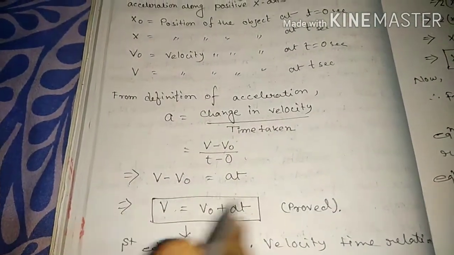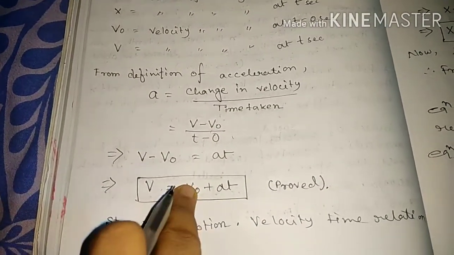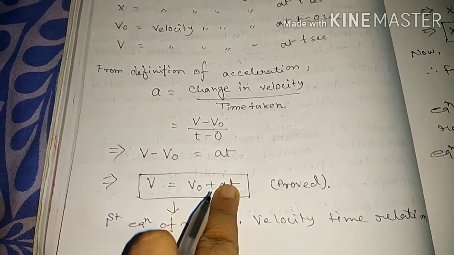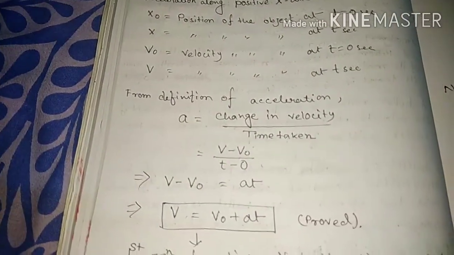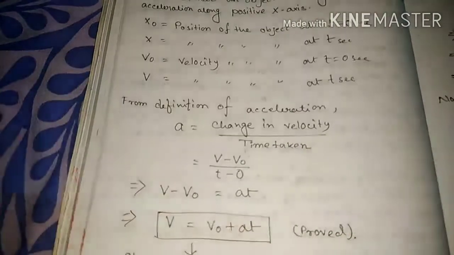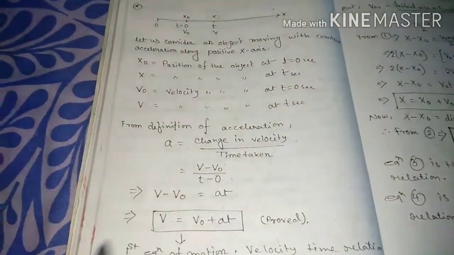So this equation is the first equation of motion, and this is the velocity-time relation, because here acceleration is constant. So this equation gives us the velocity-time relation. Clear? Okay.